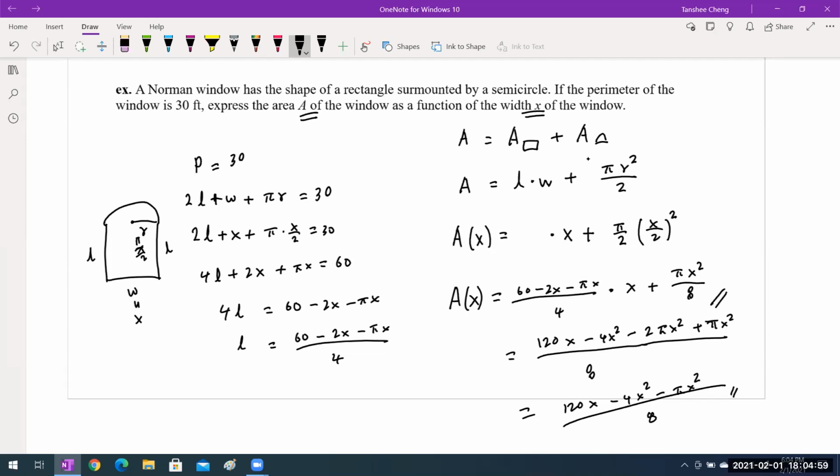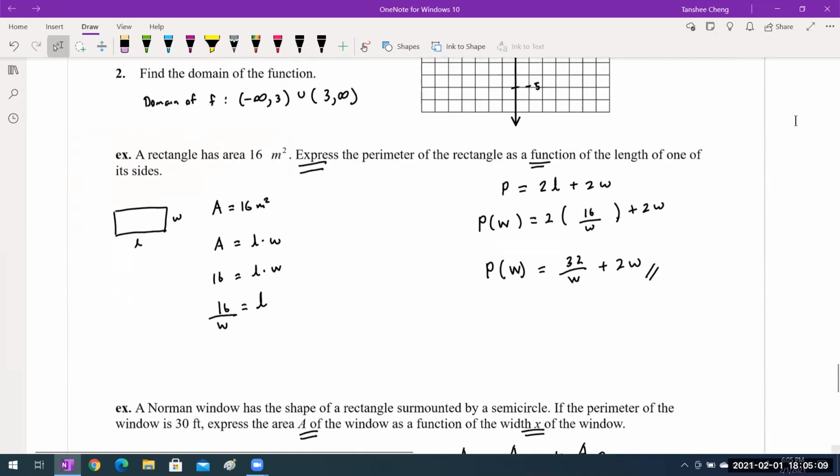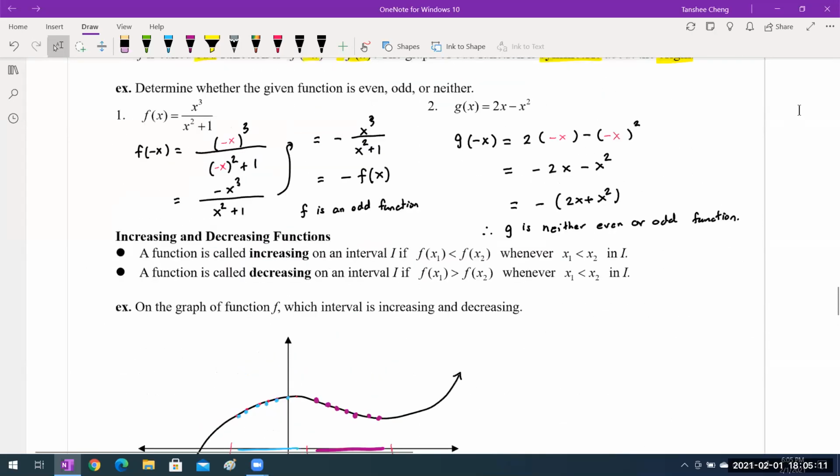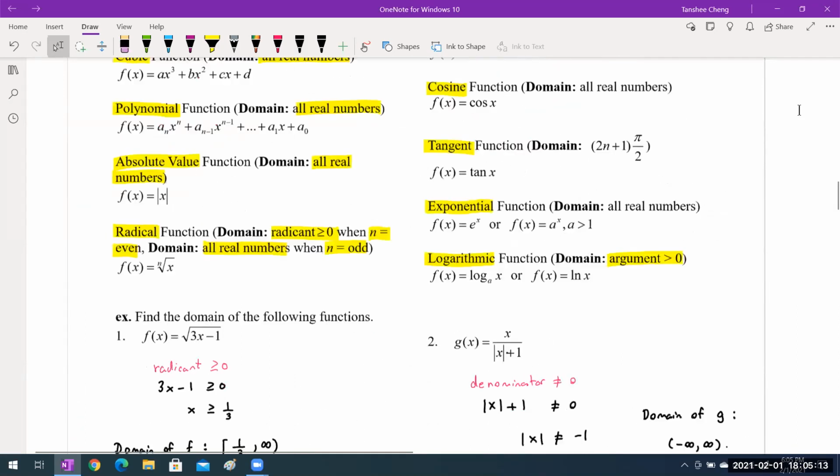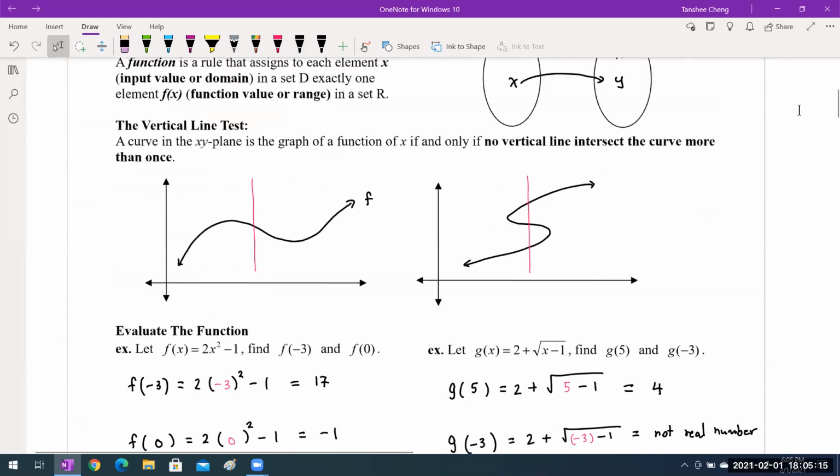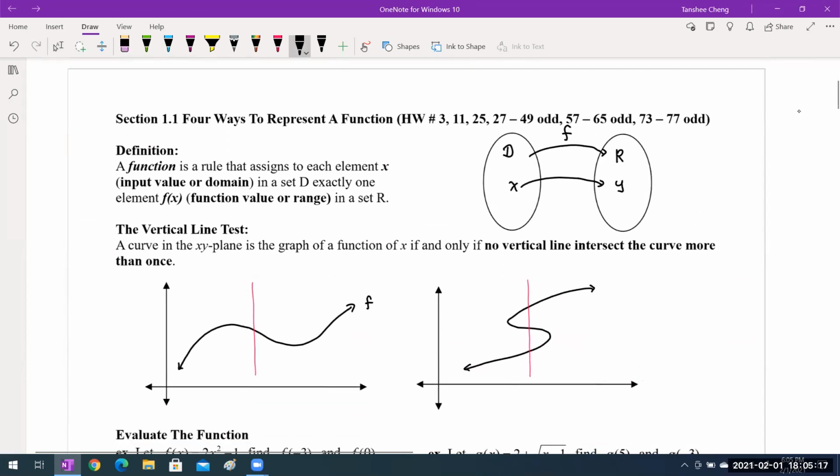And these are the key things that we want to look at in section 1.1 as a review. And the homework for every section is indicated at the beginning of the section's notes, which is right here. These are the homework numbers.